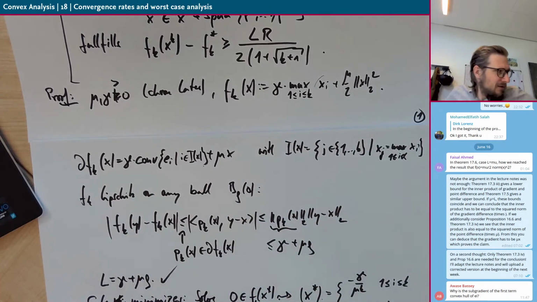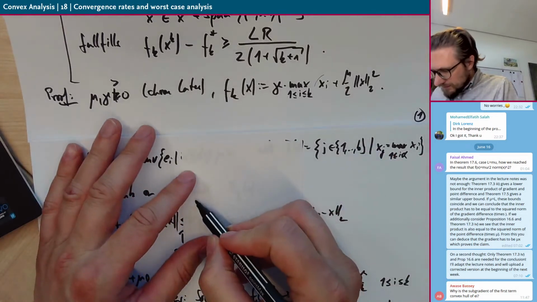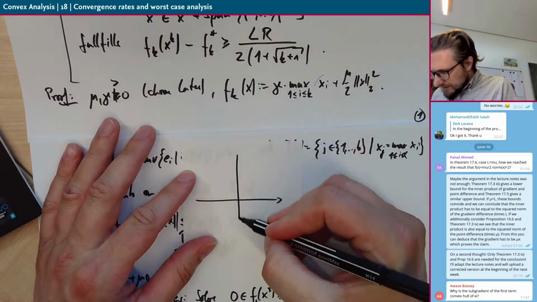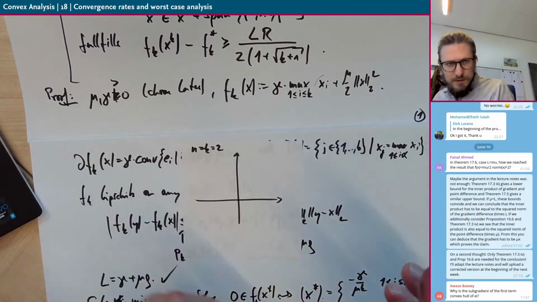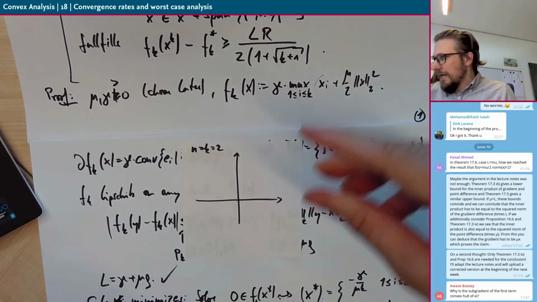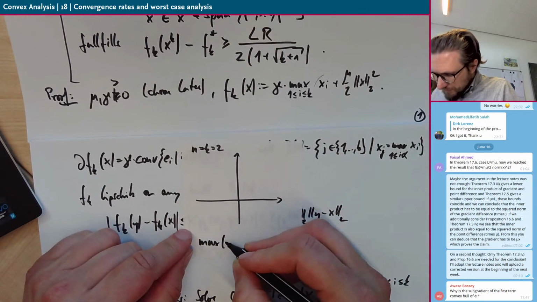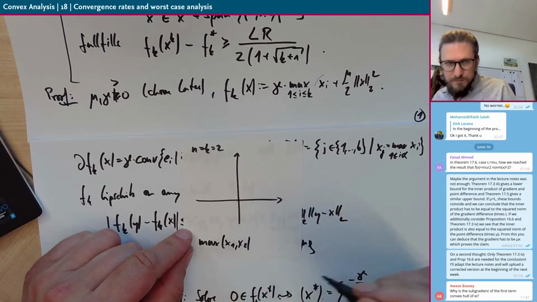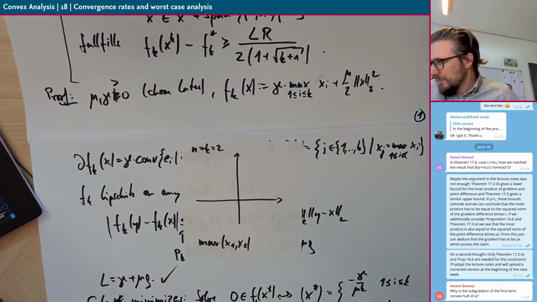Maybe I can draw a little illustration. These are the axes. Let's say we have n equals k equals 2. So we are in R2, and we just consider the function, the maximum of x1, x2. So this function has level lines which look like this.